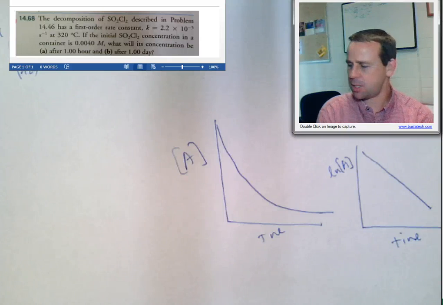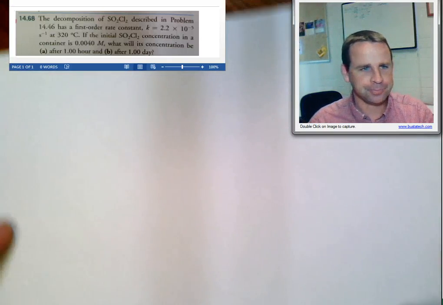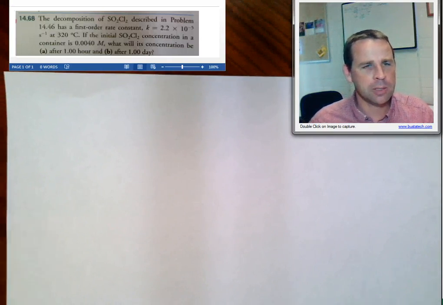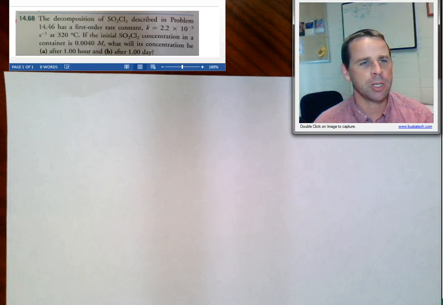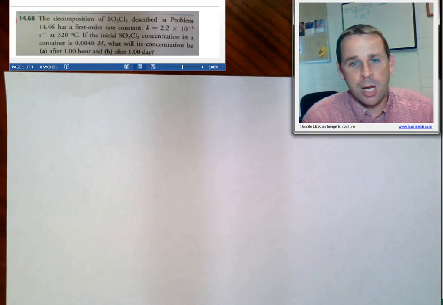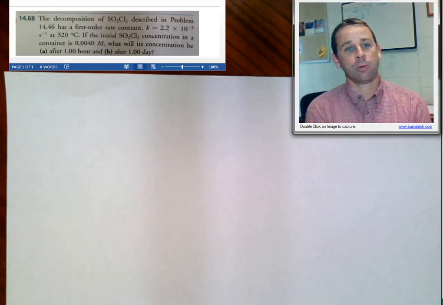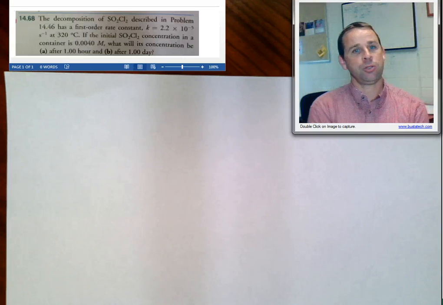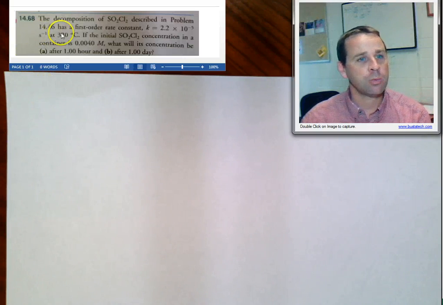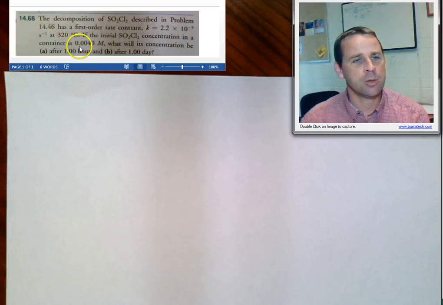Alright, so number 1468 now. We have the same chemical reaction as we've been talking about previously, decomposition of thionyl chloride, and we've been told it's a first order reaction. They say there's a first order rate constant of 2.2 times 10 to the minus 5 at 320 Celsius. If the initial concentration in the container is 0.004, what will its concentration be after 1 hour?